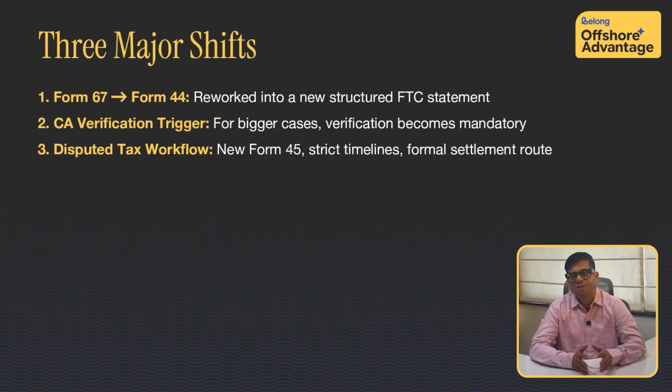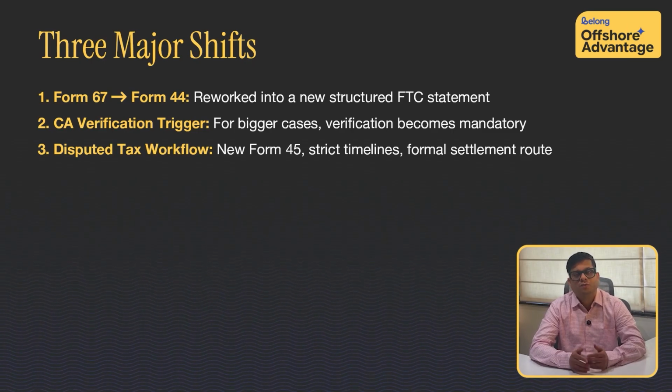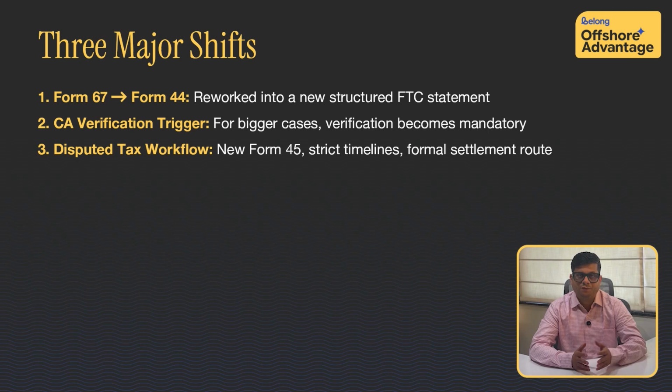First shift. Form 67 route is now being reworked into a new FTC statement format called Form 44. Second shift, the draft introduces an accountant verification trigger for bigger cases. Third shift, disputed foreign tax gets a formal workflow, including a separate intimation form, Form 45, and a strict timeline once the dispute is settled. Now let's go step by step.